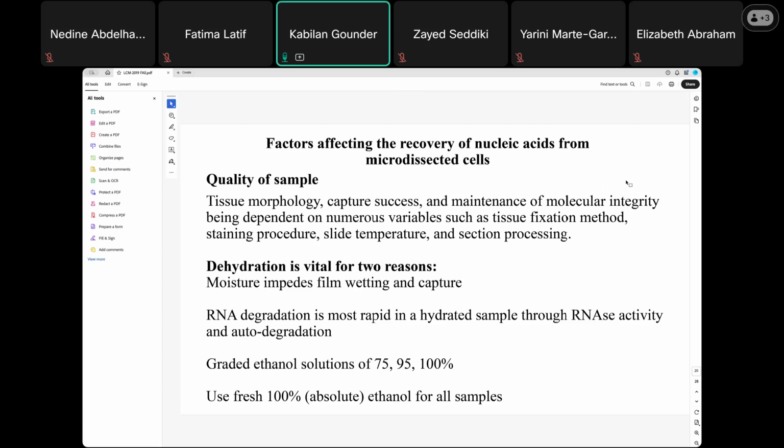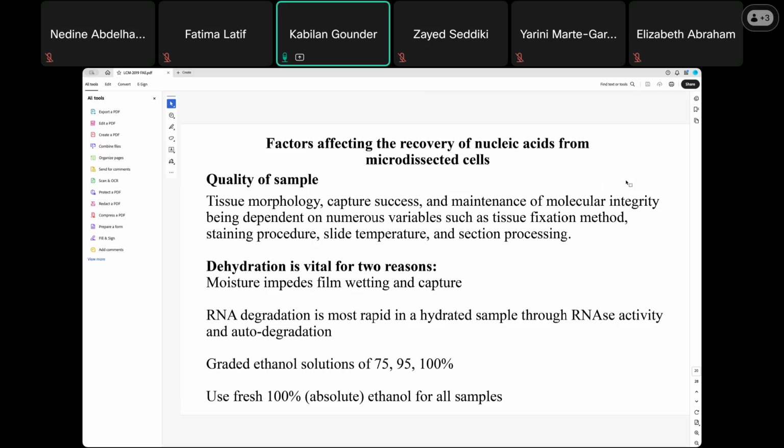Next is the dehydration, to facilitate your processing for the following steps. This gives you two important reasons for laser capture microdissection. One is that moisture impedes the film wetting and capture. As we mentioned earlier, when you enable the laser beam, it will melt the polymer caps, which are thermolabile. The laser generates heat that melts the polymer, and the melted polymer sticks onto the sections, then you can pull it out.